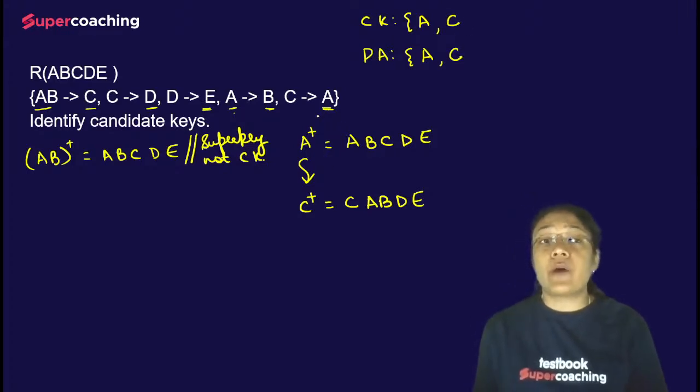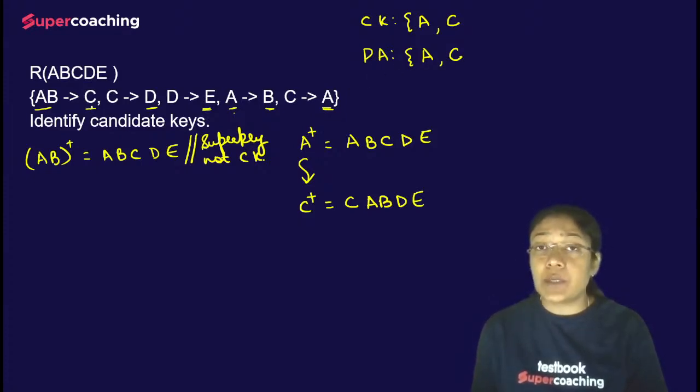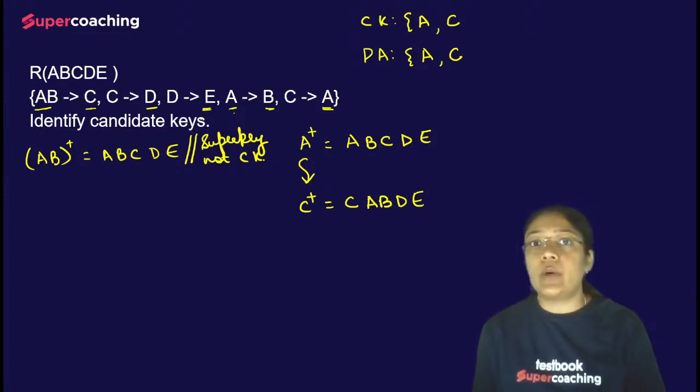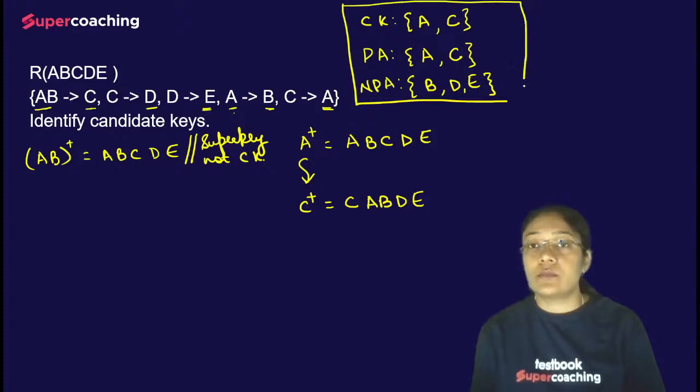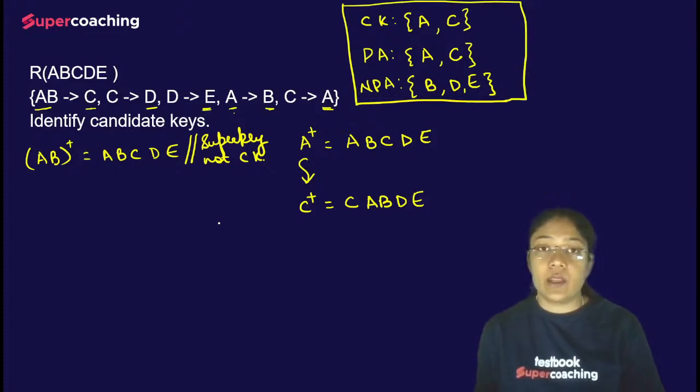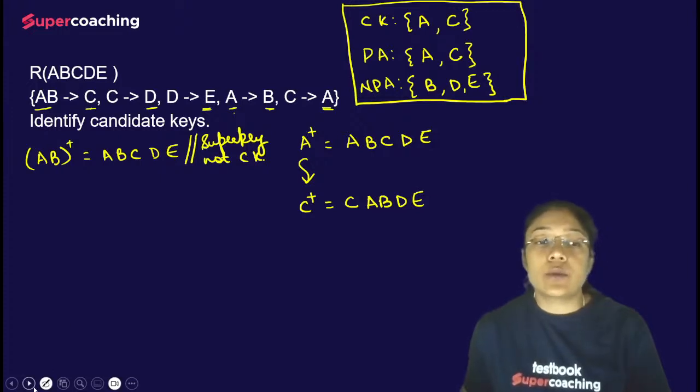Now see, if the attribute C is present on the right hand side of any dependency, yes, it's present on the right hand side of AB, but we have already checked for AB, so that is it. We'll stop here. Non-prime attributes: in total, there were 5 attributes, out of which 2 are prime attributes. So the remaining 3 attributes, that is B, D, and E, will be the non-prime attributes. So this is the answer for this question.